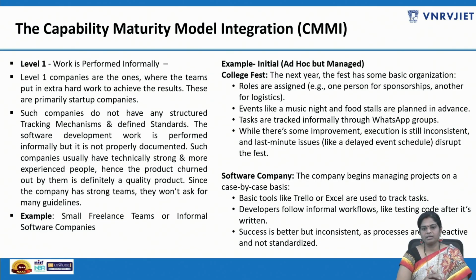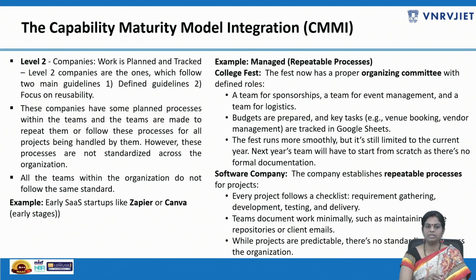So what is the software company example talking about here? Let us see. The company begins managing projects on a case-by-case basis. We use tools like Trello or Excel to track tasks. They follow informal workflows. The development team writes the code and the testing team tests it after it is written. Success is better, but we cannot say it is consistent. Even though they are following processes, they are not standardized. So let us move to level 2.